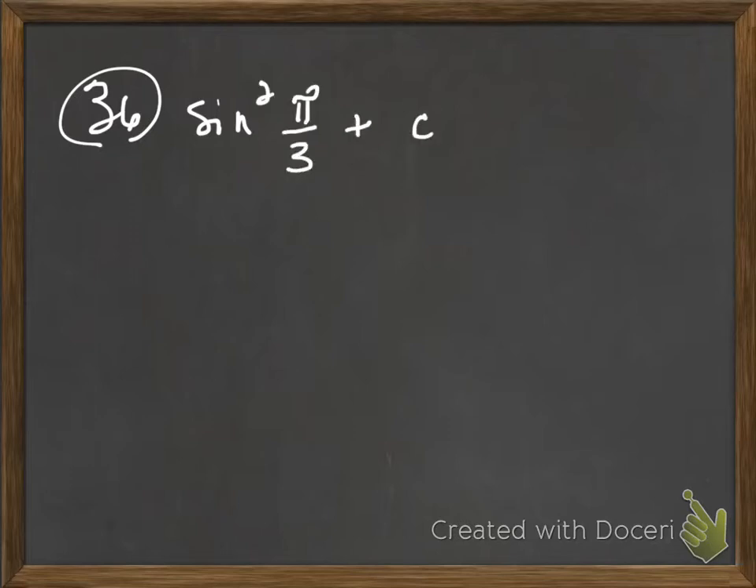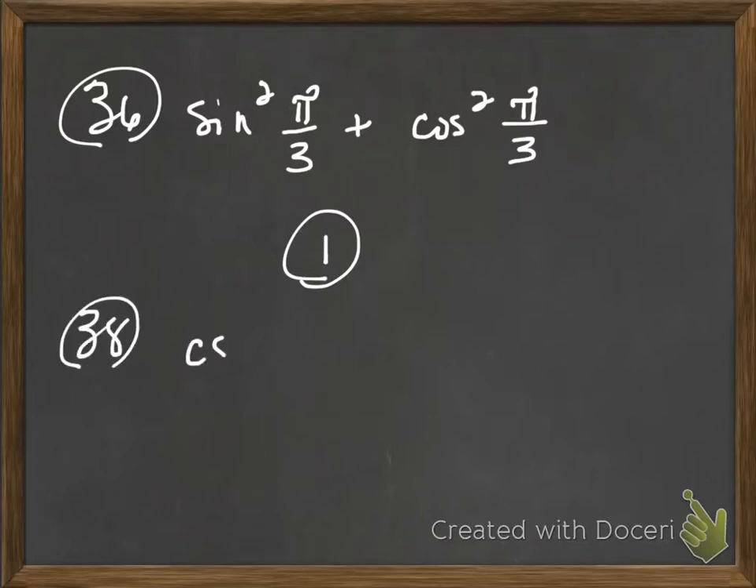Number 36 is asking you to take sine squared of pi over 3 plus cosine squared of pi over 3, and they're asking you to find the value of this without your calculator. So we have one of our identities. It says sine squared of an angle plus cosine squared of the same angle is equal to 1. So sine squared of pi over 3 plus cosine squared of pi over 3, as long as the angles are the same, and they will be, that's always equal to 1.